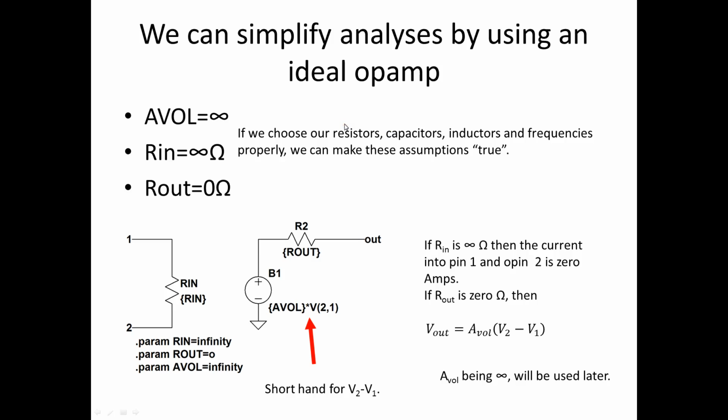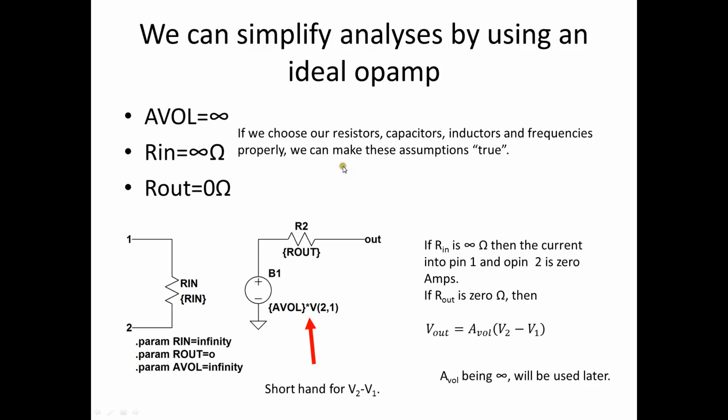Now, you can analyze circuits with the non-ideal op-amp, but it's a lot easier to design, and you get a much greater intuitive understanding of what's going on in the circuit if you use the ideal op-amp. An ideal op-amp has the open loop gain as infinity, Rin is infinity, and Rout is 0. If Rin is infinity, that means no current flows into pin 1, no current flows into pin 2. If Rout is 0, that means Vout equals the open loop gain times the difference of these two node voltages. The idea of the open loop gain being infinity, we'll actually use later in our analysis.